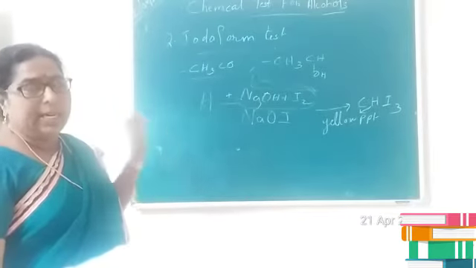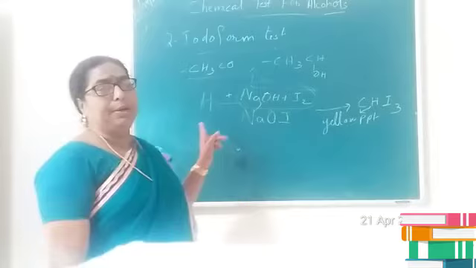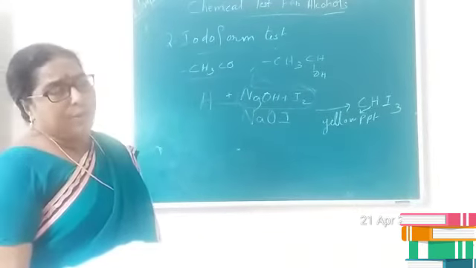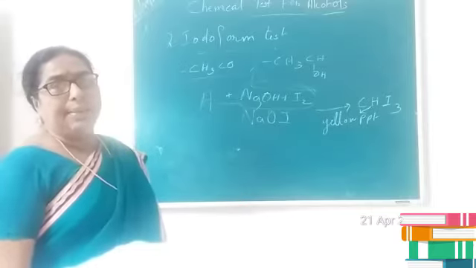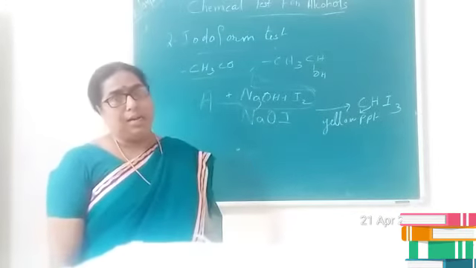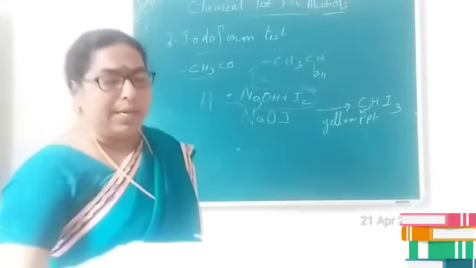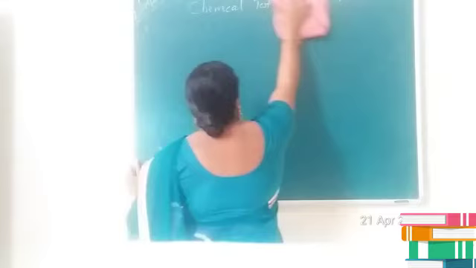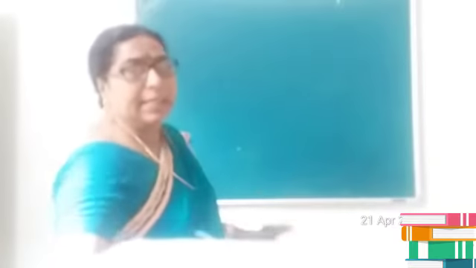Is it clear, children? So even the iodoform test can be used to check the presence of secondary alcoholic group. These are the chemical tests used to find out the presence of alcohol. Okay, so now we have completed alcohols. Let us start with the second topic in this chapter, that is phenols.